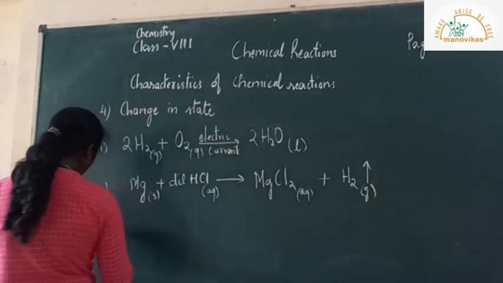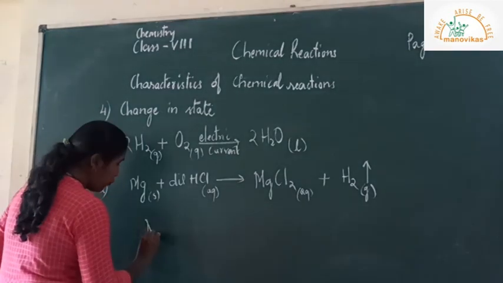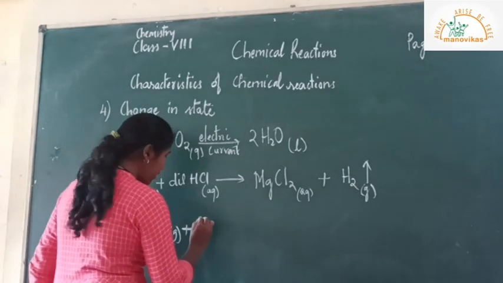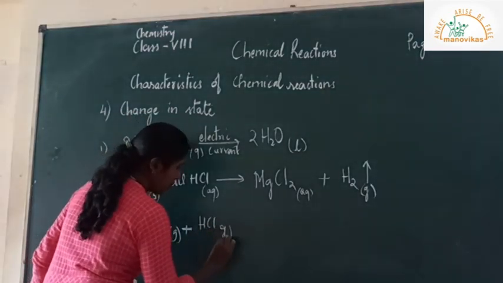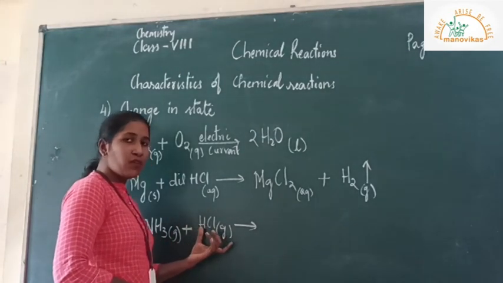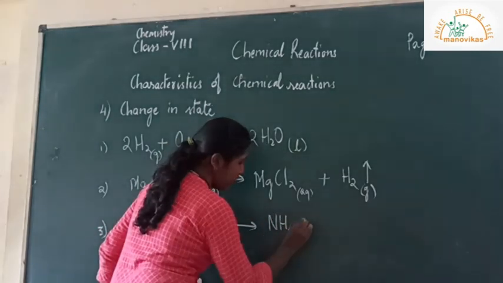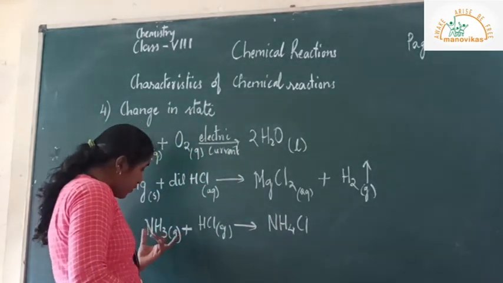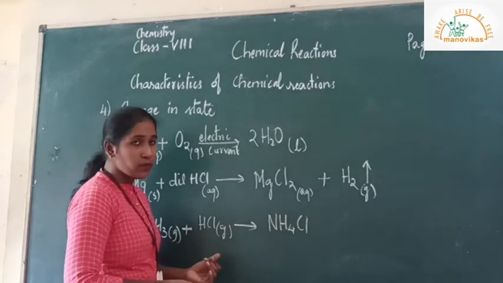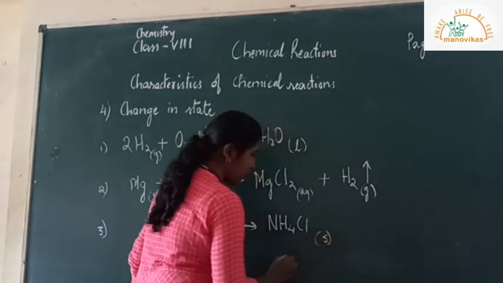Let's check with the third example. Suppose we use ammonia gas, and it is treated with hydrogen chloride gas. Here ammonia, when it combines with the hydrogen chloride gas, we obtain ammonium chloride. Now when ammonia is treated with hydrogen chloride gas, it forms dense white fumes which we call ammonium chloride, that is in the solid state.